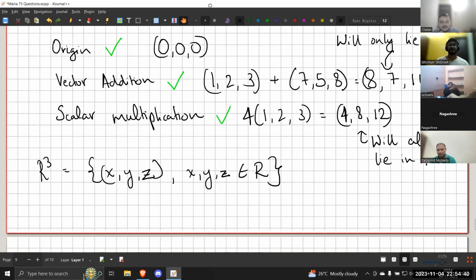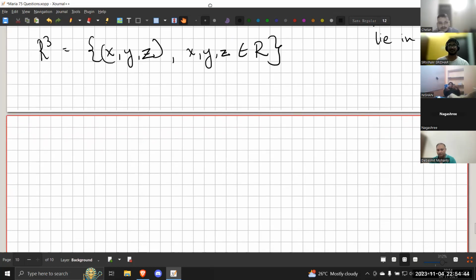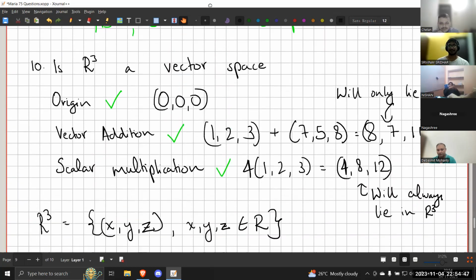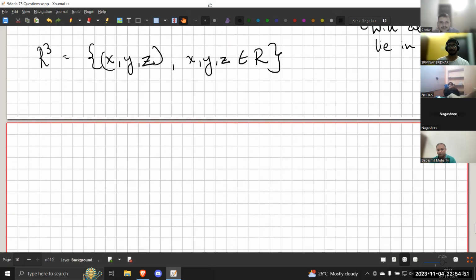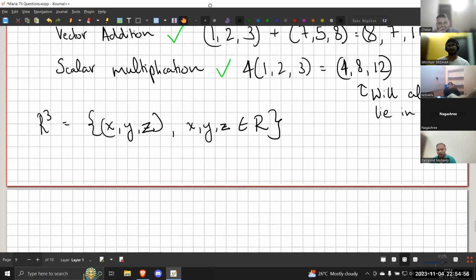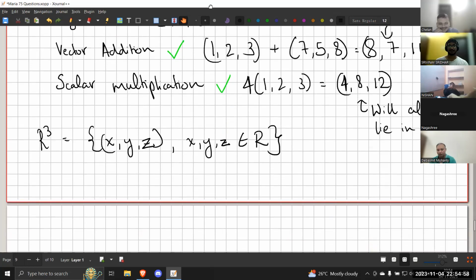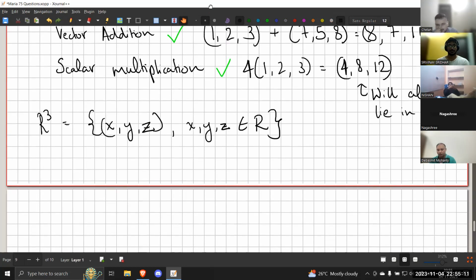Yeah, that's a pretty good example of a vector space in R2. That was an example in R2, of course. So you can generalize that for R3 as well, and you can generalize it for Rn as well. So since R3 is a vector space, we have confirmed that it's a vector space in itself. Let's move on to the next question.